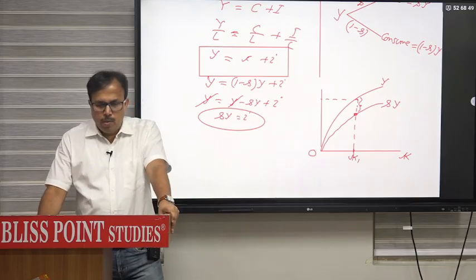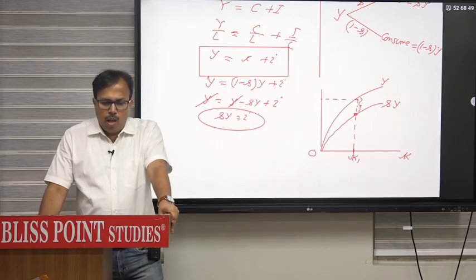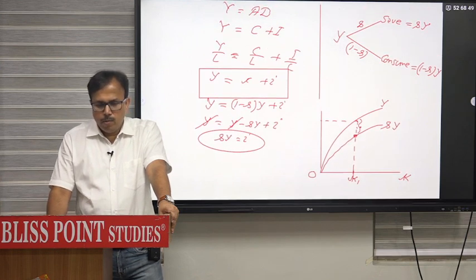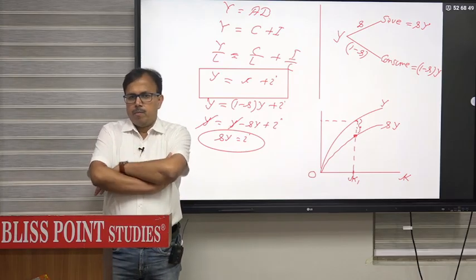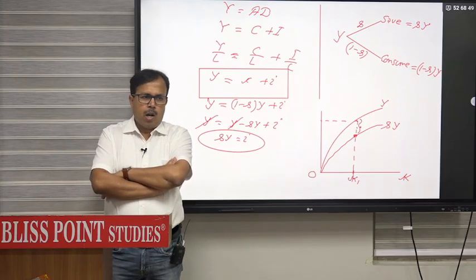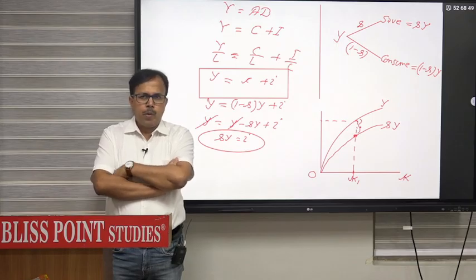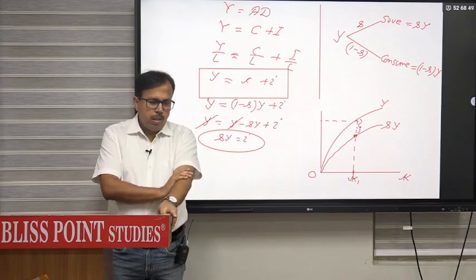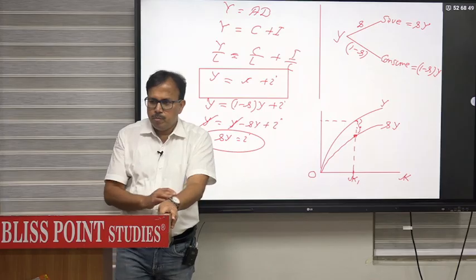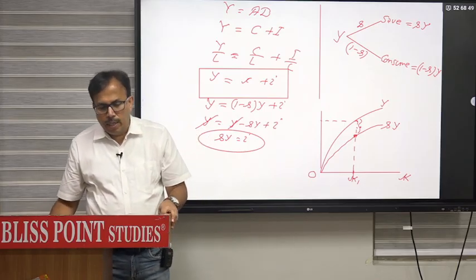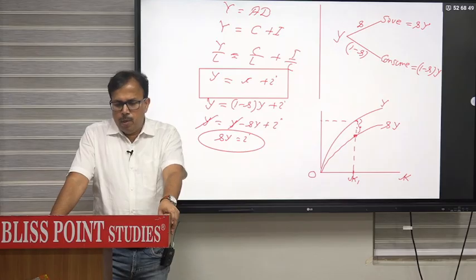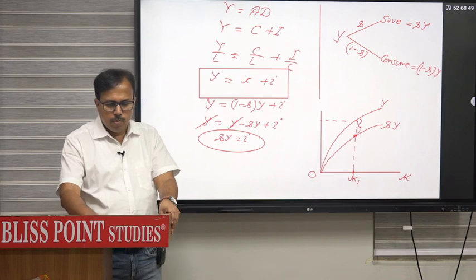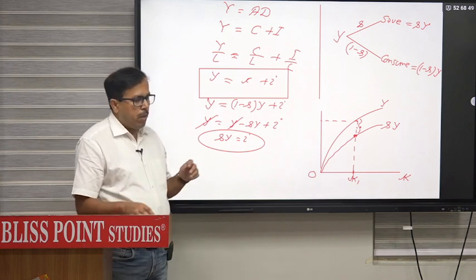Full stop. It means output per worker, which is Y by L, is divided between consumption per worker and investment per worker.